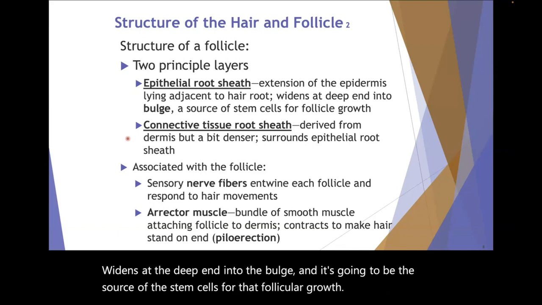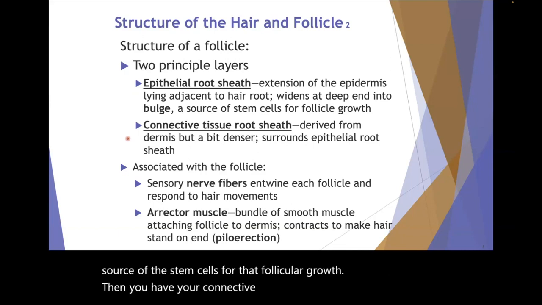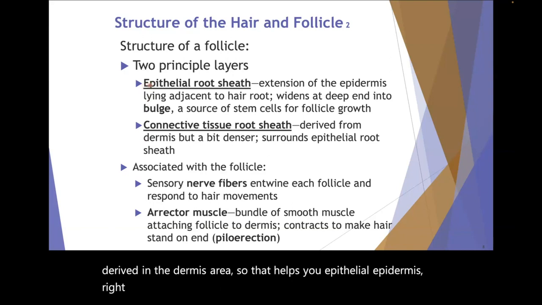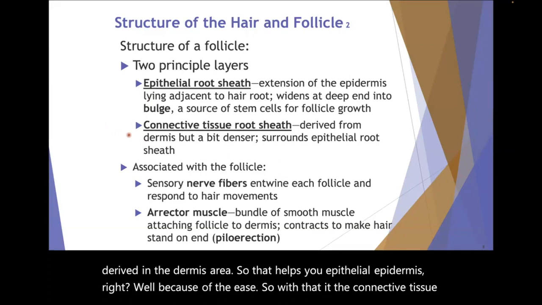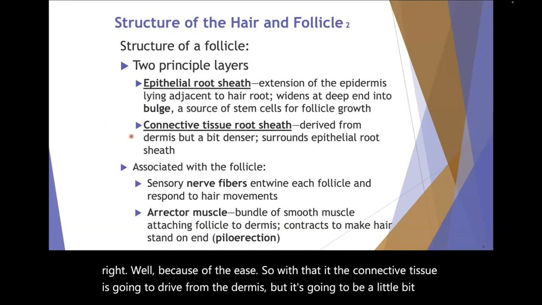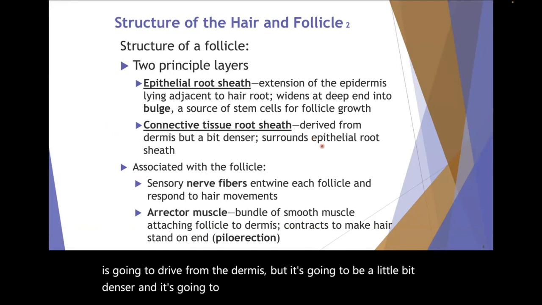Then you have your connective tissue root sheath. That's going to be derived from the dermis area. So that helps you: epithelial, epidermis, right? Well, because of the E's. So with that, the connective tissue is going to derive from the dermis, but it's going to be a little bit denser, and it's going to surround the epithelial root sheath.